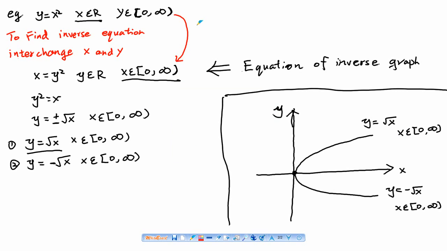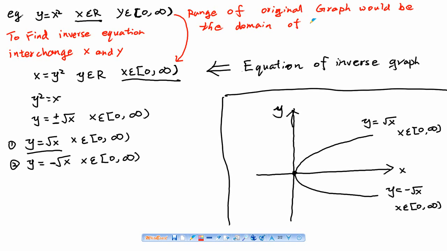So the range of the original graph would be the domain of the inverse graph. Just make a note.